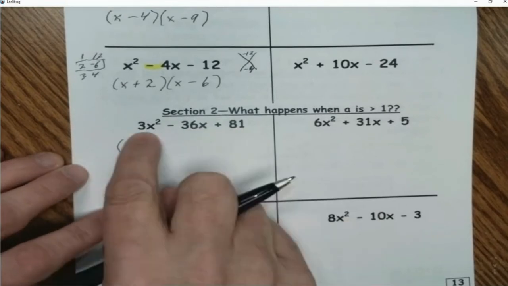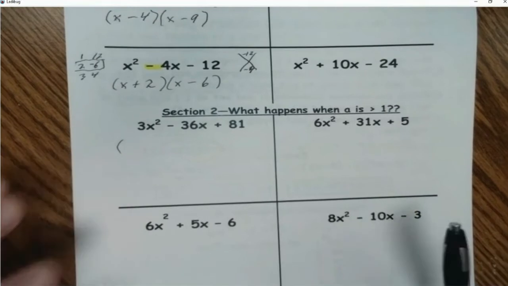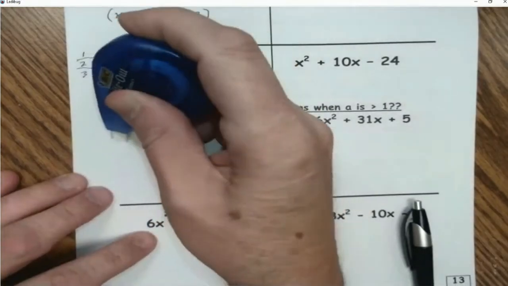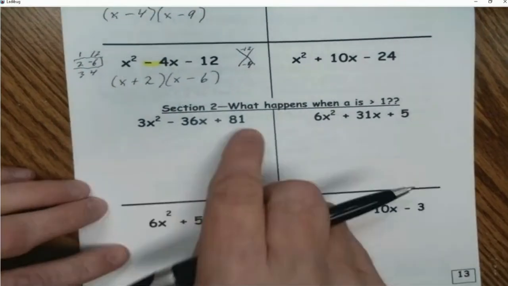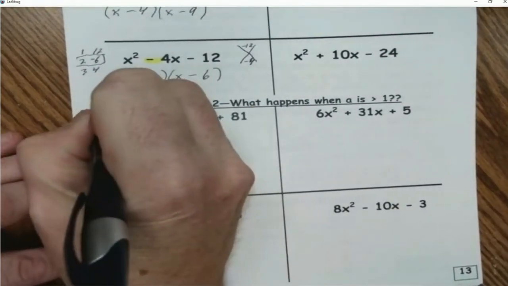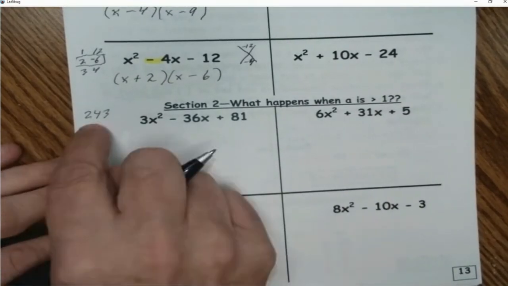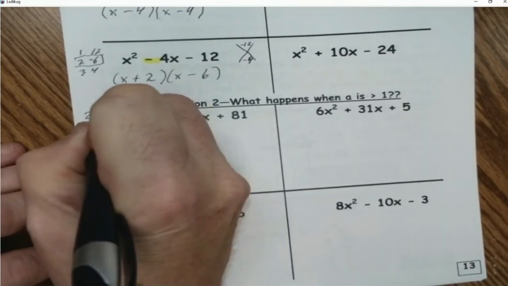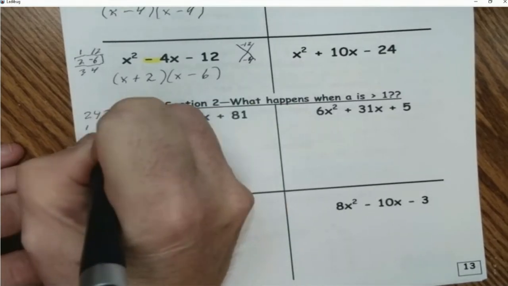3 times 81. We need to multiply these together and figure out what the factors of those are. Okay, let me get rid of this. I don't know how much room we're going to need. All right. So 3 times 81 is 243. Wow. So how many different ways can we get 243? Well, 1 and 243, of course. 3 and 81.